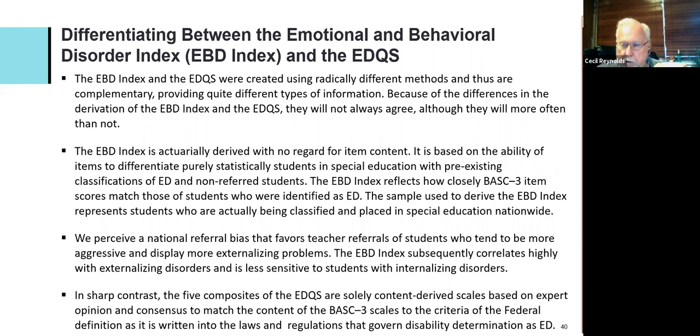In sharp contrast, the five composites of the EDQS are solely content-derived scales based on expert opinion and consensus to match the content of the BASC-3 scales to the federal definitions. So they will pick up on the types of symptoms that are less sensitive to teacher referral. So these two sets of scales give you very different types of information, and information that is complementary and additive to one another. So don't be concerned if in 100% of your cases, they don't match up. It has to do with how they were derived and the type of information that they're giving you.